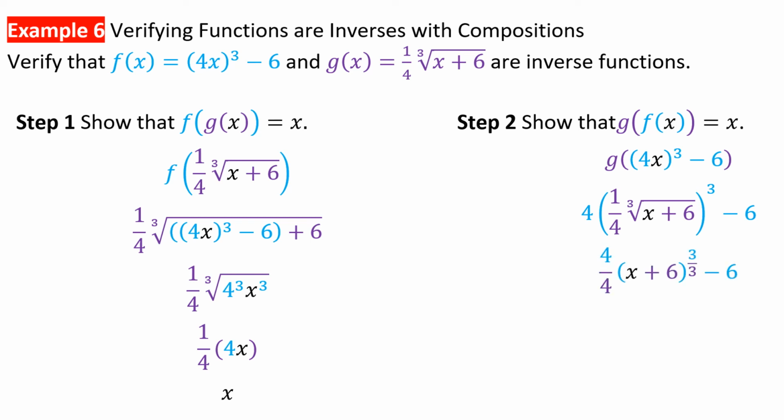We can take 4 times 1/4, and we can take that cube root raised to the 3rd power, and we can deal with exponents. We still have the minus 6 at the end. 4 over 4 is just going to be 1. 3 over 3 is going to reduce to 1, so we're going to have x plus 6 raised to the 1st power. That's not really saying very much. That's going to give us just x plus 6 minus 6, which is just x. So if we can perform one function upon another and come back to x, we have inverse functions.